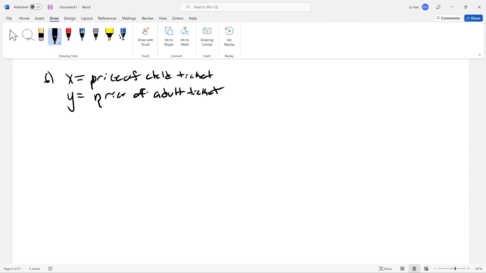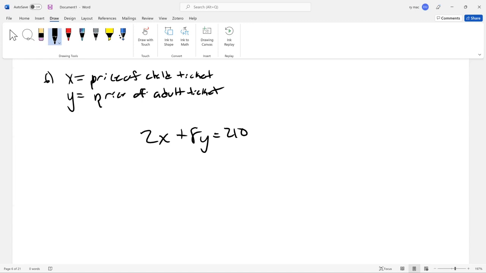All right, so the first one says that 8 adult tickets and 2 children tickets added up to $210. So that's going to be 2x, that represents the 2 child tickets, plus 8y is equal to 210. Then the next one says the cost of a child's ticket was $5 less than the cost of an adult's ticket. So there's 2 ways you can write that.